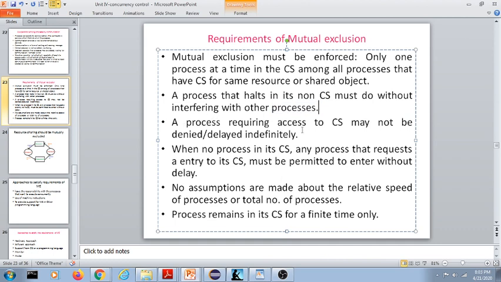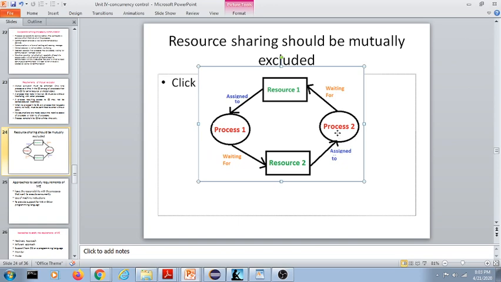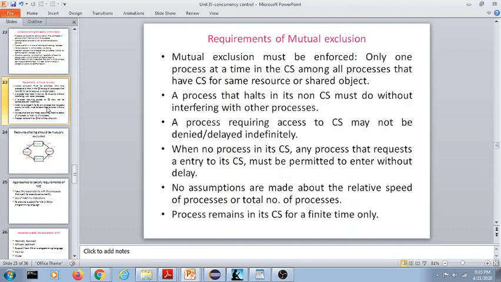A process requiring access to its critical section may not be denied or delayed indefinitely. So we know what starvation is. Starvation is when, suppose, process P2 is waiting for a printer resource, which is resource 1 and which has already been engaged by process 1. In that case, process 2 has to wait. But process 2 should not wait indefinitely. It should not be delayed indefinitely. So while implementing mutual exclusion, we have to take care of this particular requirement.